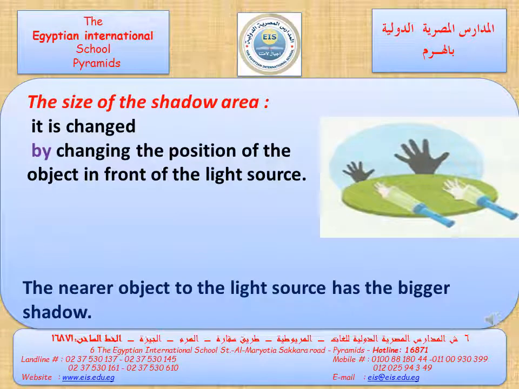Is the size of the shadow area always the same or does it change? The size of the shadow area changes. How? By changing the position of the object in front of the light source. If you put the object near the light source, you will find that it forms a bigger shadow. But if you put it at a distance far away from the light source, you will find that the shadow is smaller. Then the nearer the object to the light source, the bigger the shadow.